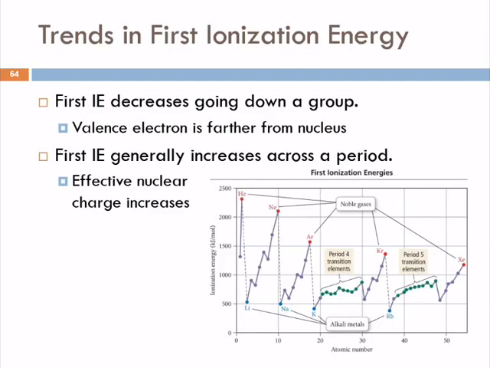So what we observe is that as we go down a group from helium, neon, argon, krypton, xenon, the first ionization energy decreases. It becomes easier as the atom gets larger to take an electron off.